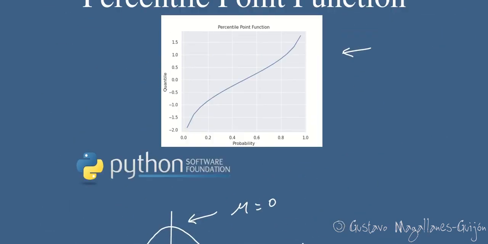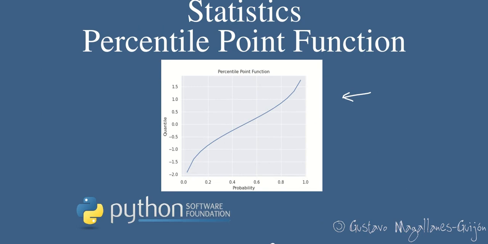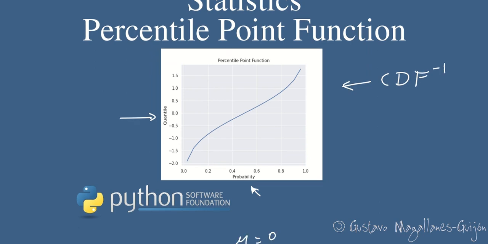We have this plot. We have the probability in the x-axis, and in the y-axis we have the quantiles, and it is the inverse of the cumulative distribution function, and the cumulative distribution function.